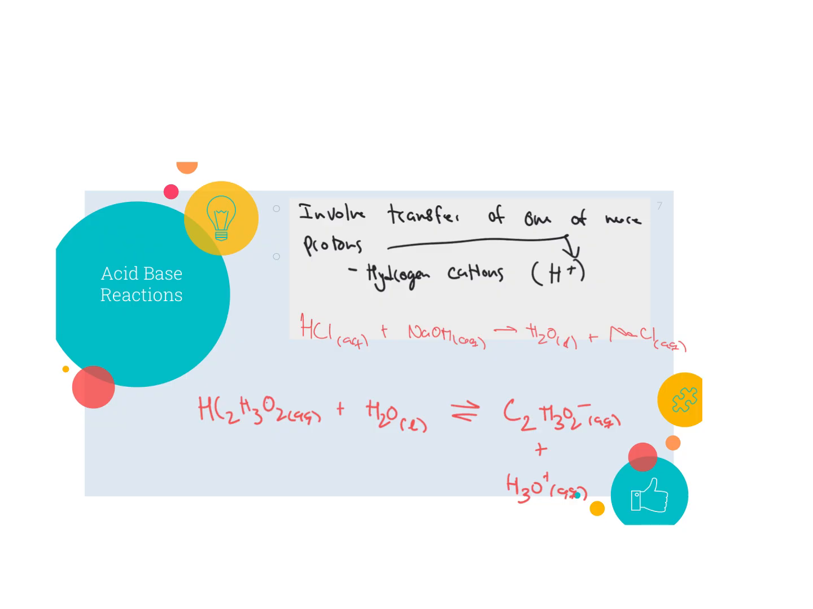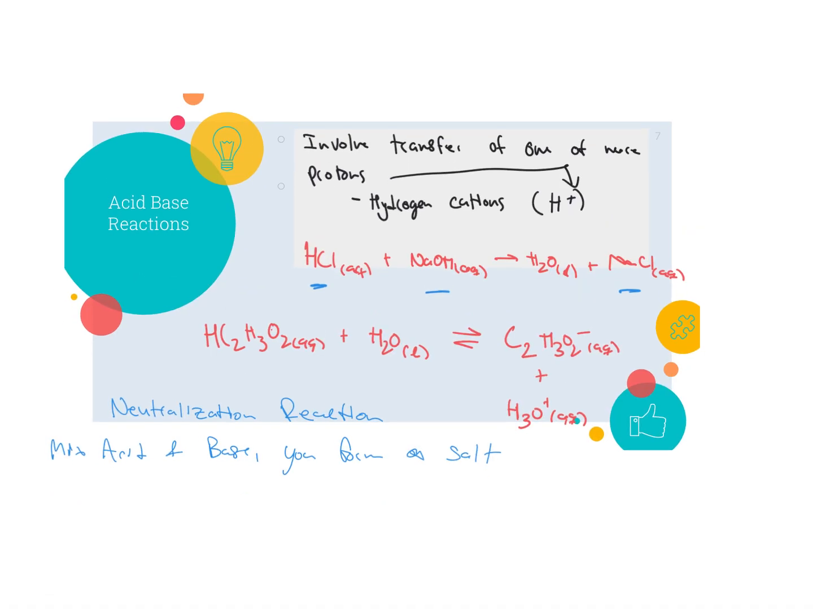Another term for this is a neutralization reaction. And that is because you are neutralizing an acid and a base to form a salt. And so when you mix acid and base, you form a salt of some kind. And I should also say specifically a strong acid or base. And I will talk more in the next topic about what I mean by strong acid or base.